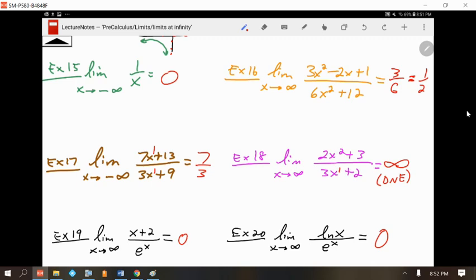So I've made some questions. There'll be a worksheet. The worksheet's going to have other review problems on it. It's not just limits at infinity, but I'm going to put some limits at infinity and then some other stuff on there just to review. Okay, sound good? Sounds good.